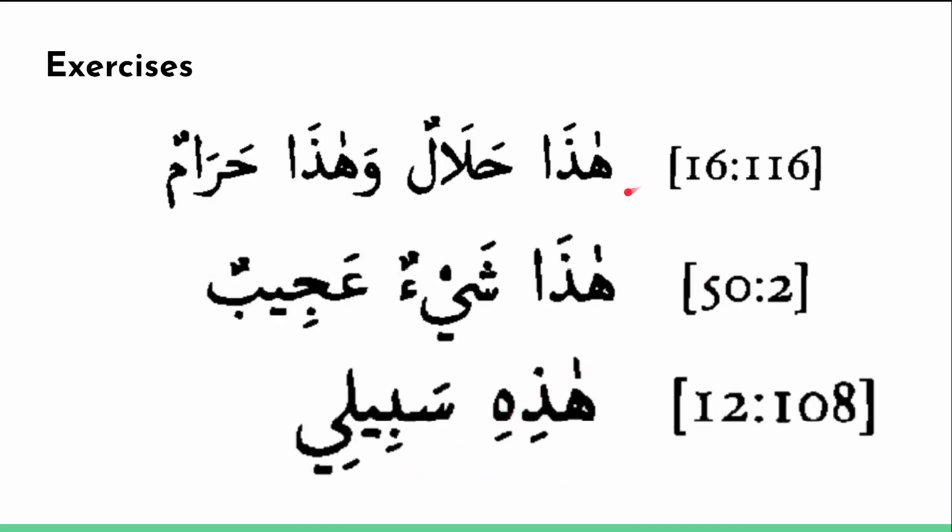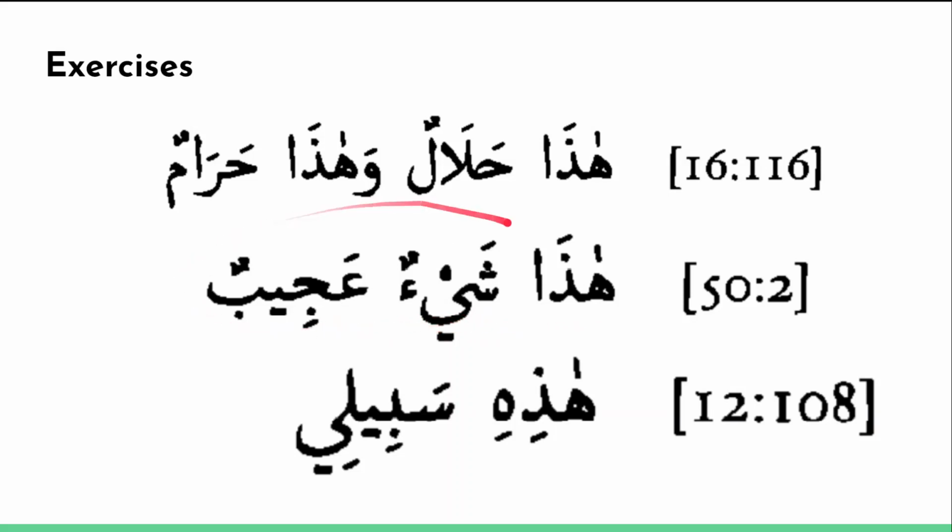Let's do a few more. هذا حلال وهذا حرام. This is halal and this is haram. So this is allowed and this is forbidden. هذا شيء عجيب. So عجيب means marvelous in Arabic. So shay means thing. So this is a marvelous thing.